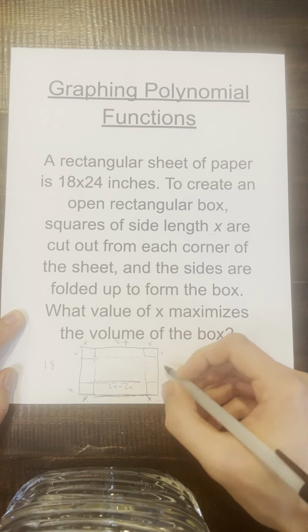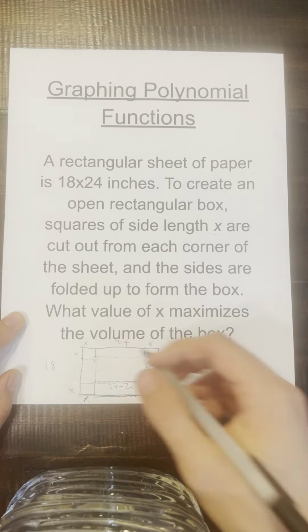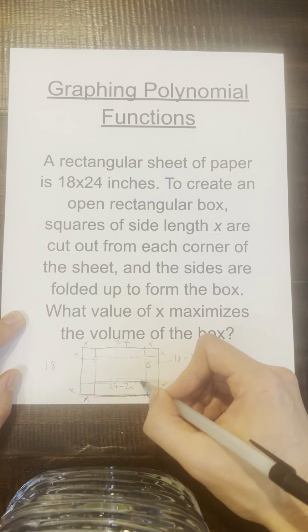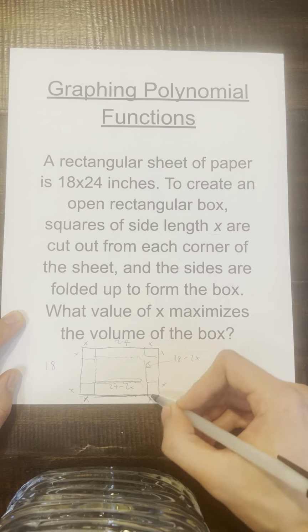And for this one, what would it be? It would be 18 minus 2x. So the length of the box is 24 minus 2x. The width is 18 minus 2x. And the height is going to be this. So it's going to be x.